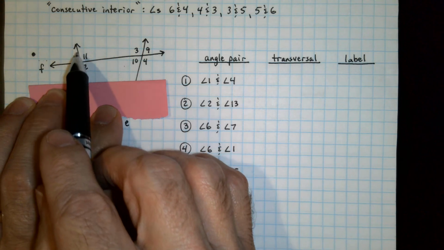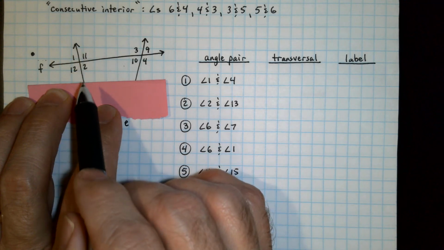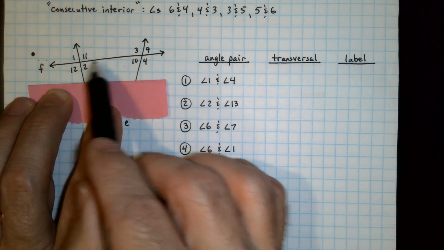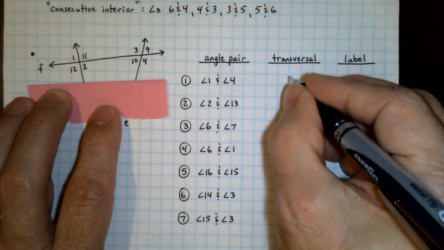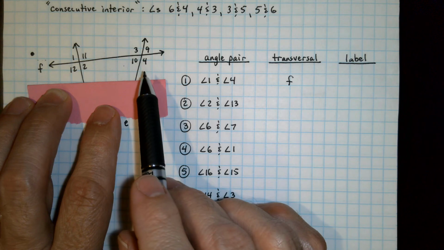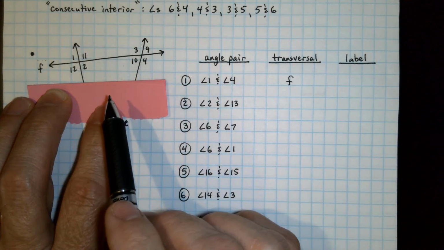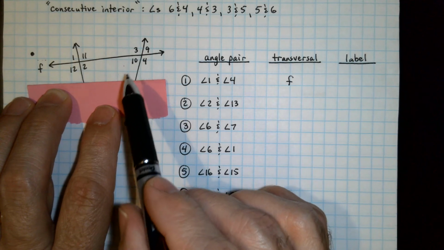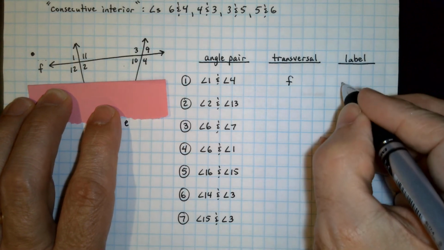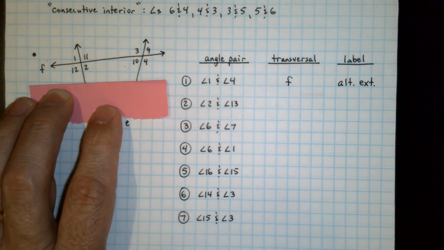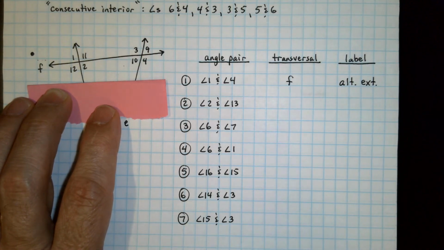It's easy to see at this point, a simplified version of the diagram, that you have these 2 lines being crossed by line F. So line F is the transversal in that case. Angle 1 and 4 are on different sides of that transversal, and neither one of them is between these 2 lines, so they're exterior angles. So that would make them alternate exterior. I'm going to abbreviate these labels.